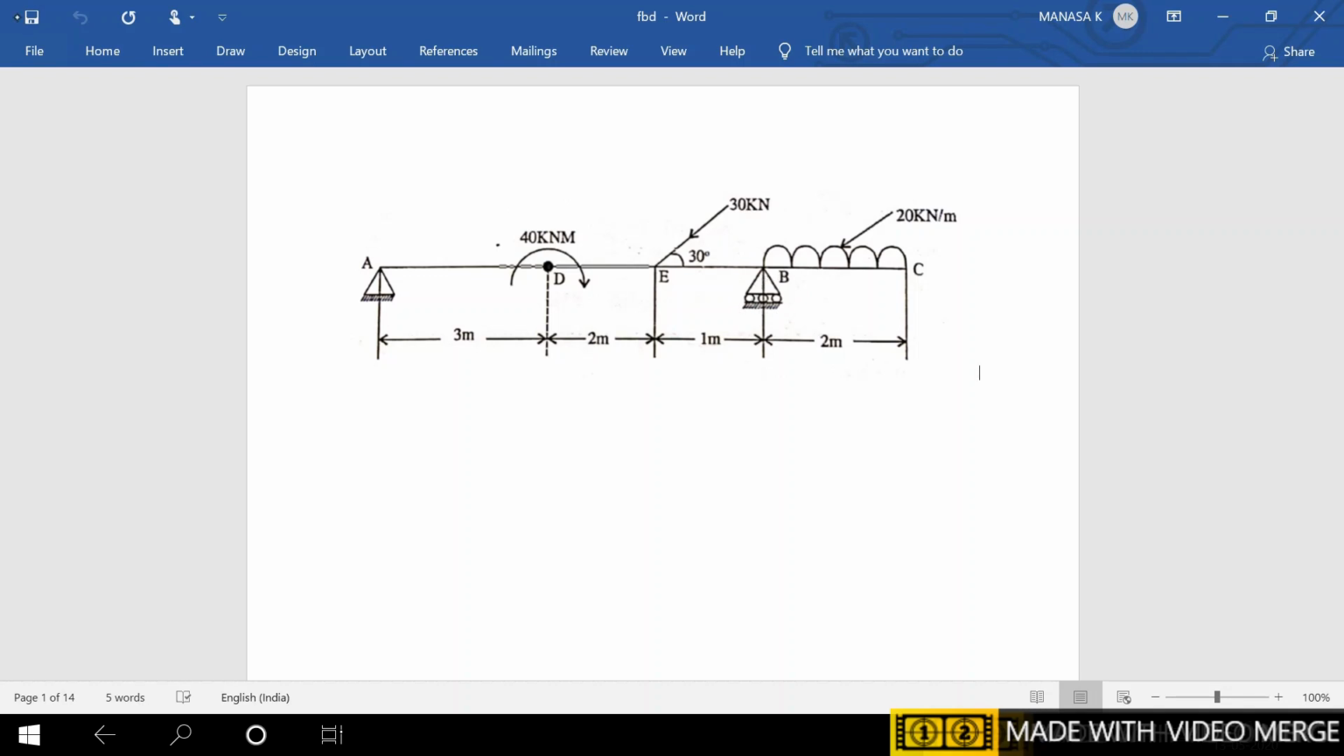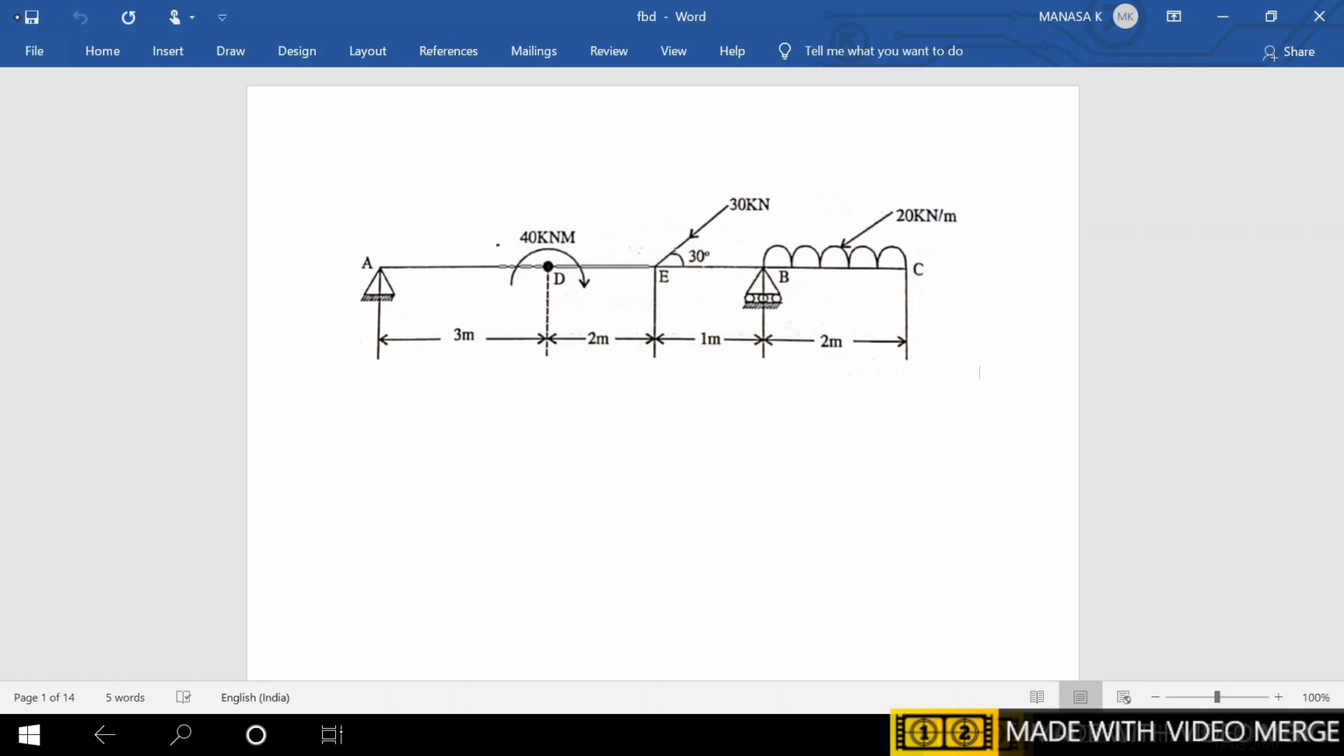Once you have the question, the first thing you check is whether it is named with all the variables at the points of loads, the starting point and end of the UDL, and check whether it is named with any variable at the support points. So support is here which is named as A, support is here which is named as B, and UDL starting at B ending at C, and inclined load at E, and moment at D. So every variable is named.